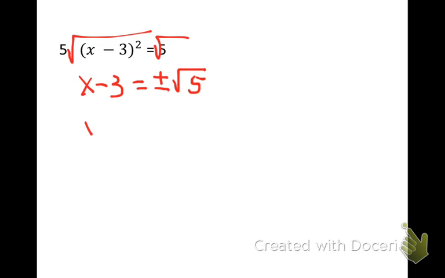So we would have to add 3 to each side, and usually we put the 3 first. So 3 plus or minus the square root of 5. So right now you can leave your answer with a square root. We will be changing that later on, but for our purposes right now, that's how we're going to leave our answer.